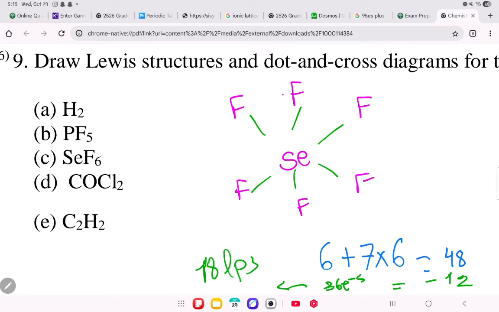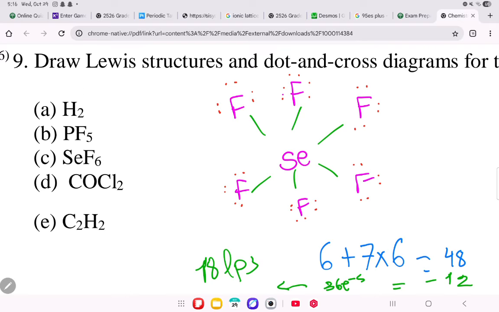What does this mean? This means on each of the surrounding atoms, we should complete the 18 lone pairs. So this is 1, 2, 3, 4, 5, 6, 7, 8, 9, 10, 11, 12, 13, 14, 15, 16, 17, 18. So in total, we have 18 lone pairs. Perfect, we fulfilled all of our lone pairs.